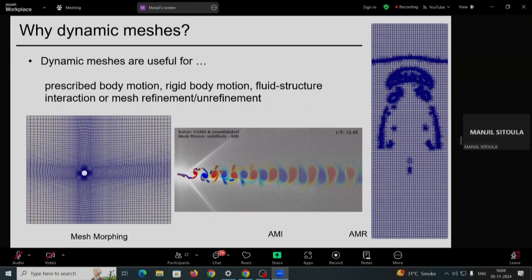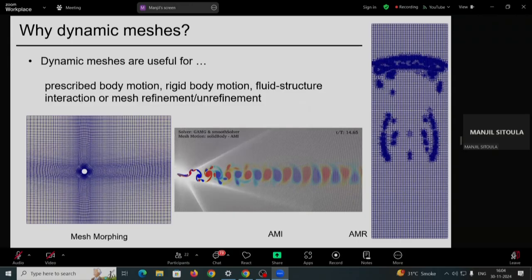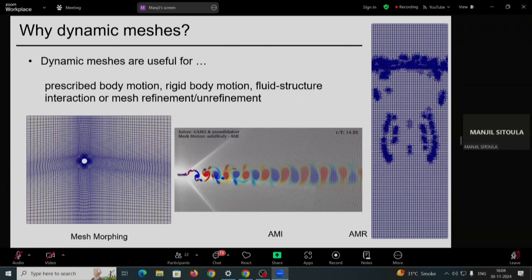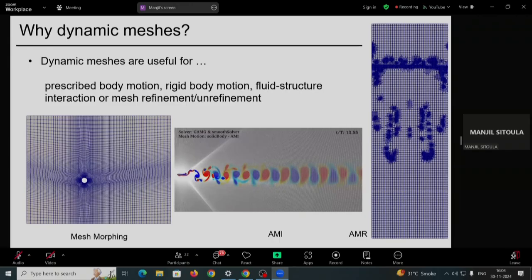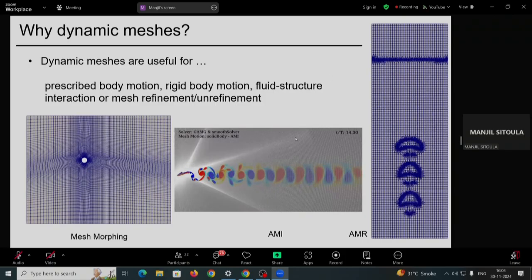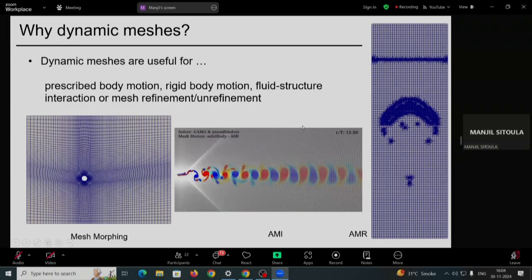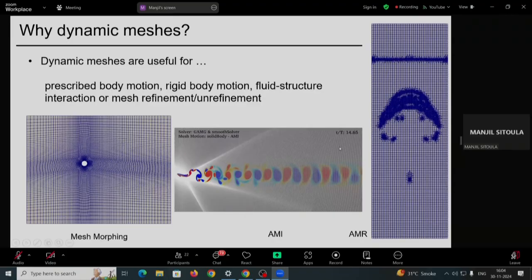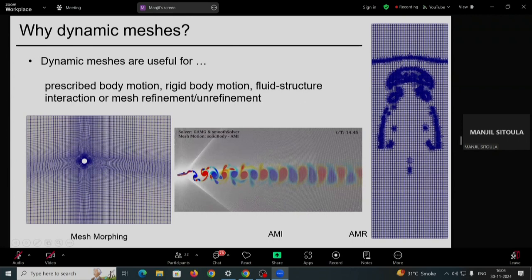Here are given three different types of dynamic meshes: the mesh morphing strategy, the adaptive mesh interface, and the adaptive mesh refinement. In mesh morphing, the physical deformation of mesh takes place, so the mesh will physically deform and the shape will change. But in AMI, we can see that there are two regions separated by an interface region: the rotating region and the static region. We can also call these the master region and the slave region. In this interface between the static and the rotating mesh, there is back-to-back interpolation. In order to find the solution, we need to interpolate between these two regions.